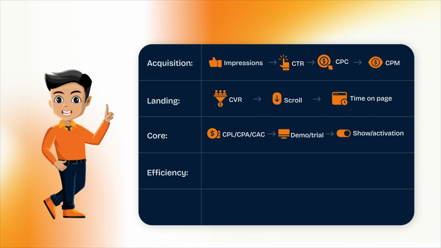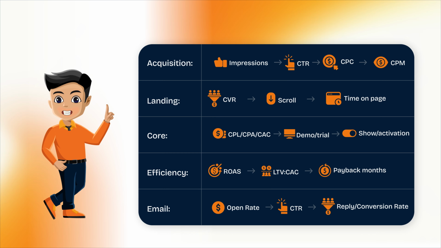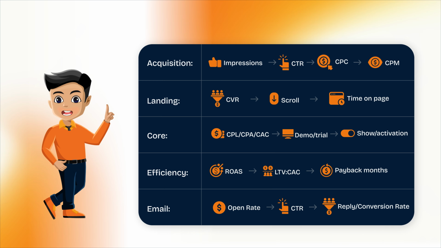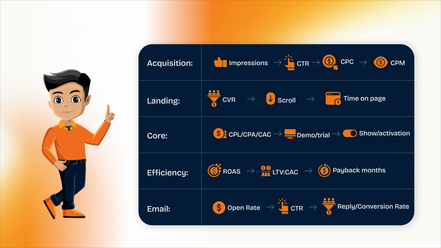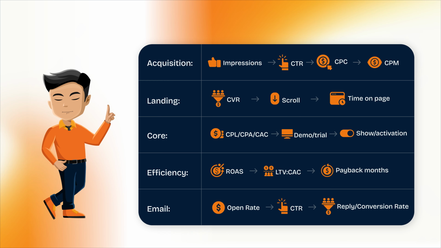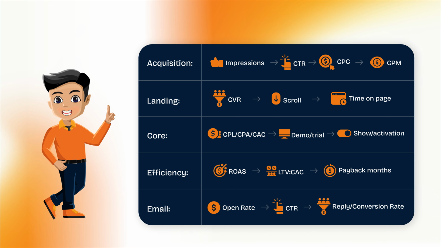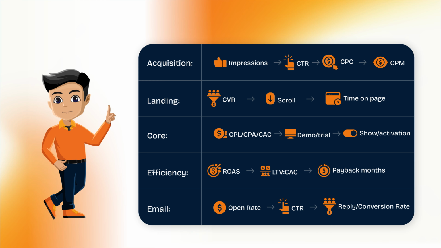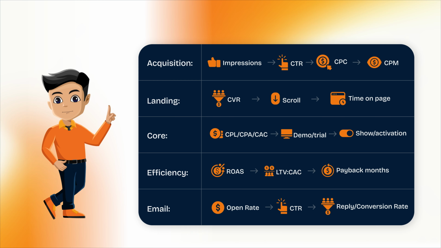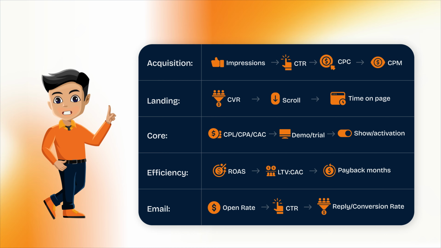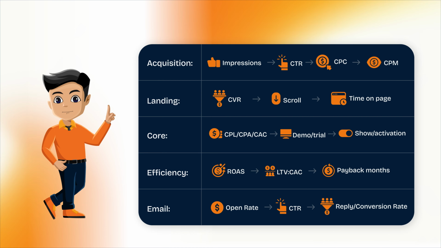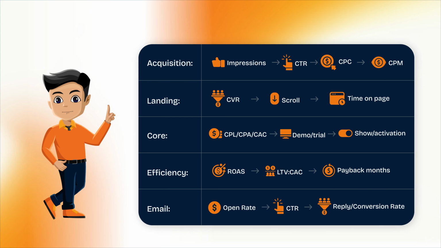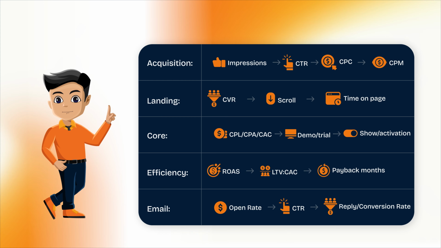Acquisition: impressions, CTR, CPC, CPM, cost to learn, hook quality. Landing: LPCVR, scroll depth, time on page, clarity and friction. Core conversion: CPL/CPA/CAC, demo/trial rate, show/activation rate, business impact.